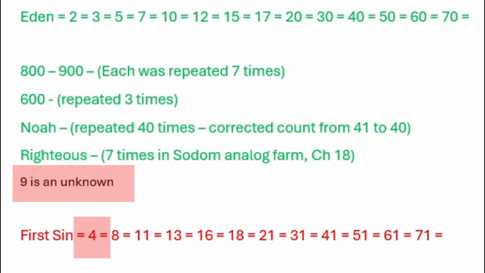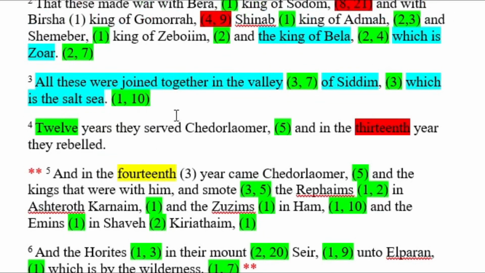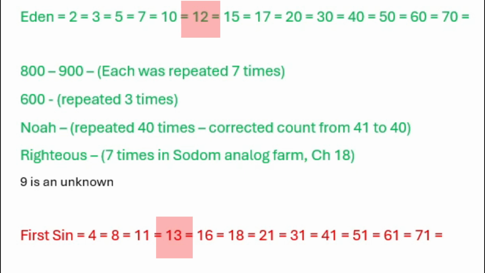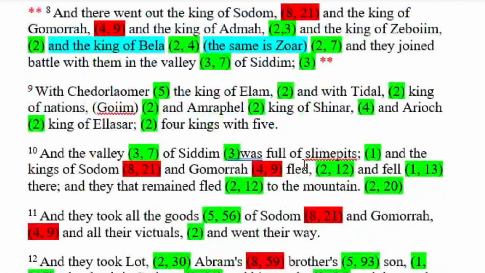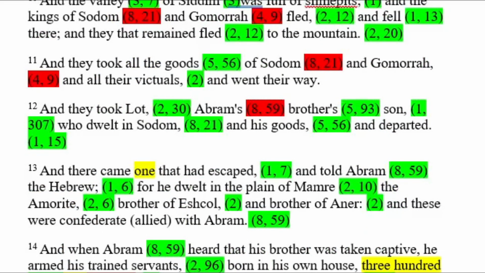Ready to move on, perhaps? There are many that are valley, for example. It's said 3 times in here, 7 times total. Valley's a good thing. Salt sea, 1 and 10, good thing. 12 years they served Chedorlaomer. That means 12. We're from the pure side. And in the 13th year they rebelled. Does that sound like? And on day 8 they had first sin. And in the 14th year came Chedorlaomer. Okay, so I want to point out a few things like that. I think that's enough for that chapter.